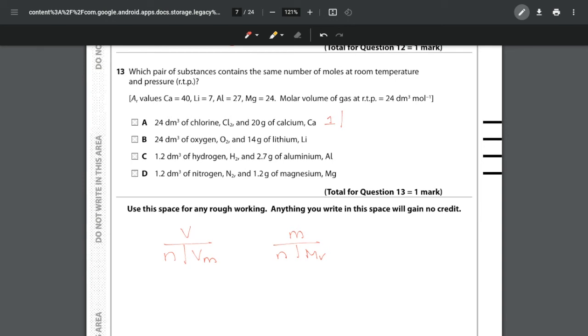You use each of these triangles, and for A, the two mole values are 1 and 0.5, so of course they're not the same. For part B, it's 1 and 2, so of course they're not the same. For C, it would be the 1.2 divided by 24, which gives you 0.05 moles, but 2.7 over 27 is 0.1. So our answer is going to have to be D by process of elimination, but we can check that 1.2 decimeters cubed of nitrogen is 0.05 moles, and 1.2 grams of magnesium is also 0.05 moles. So our answer must be D, because these two have the same number of moles at room temperature.